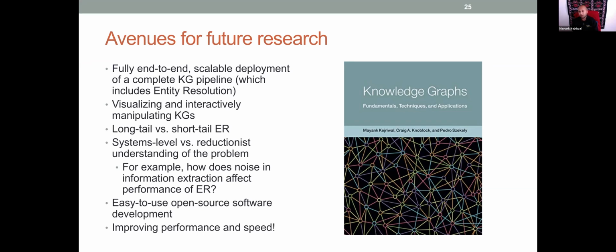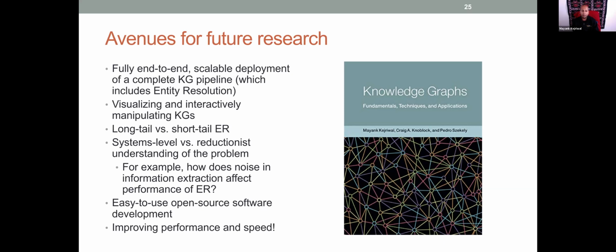We don't know, because noise is not random, right? So we don't know. No one is really evaluated at the systems level. This is a huge problem. Easy to use open source software development. We've made huge progress as a community. We're still not there yet. We need more open source tools.